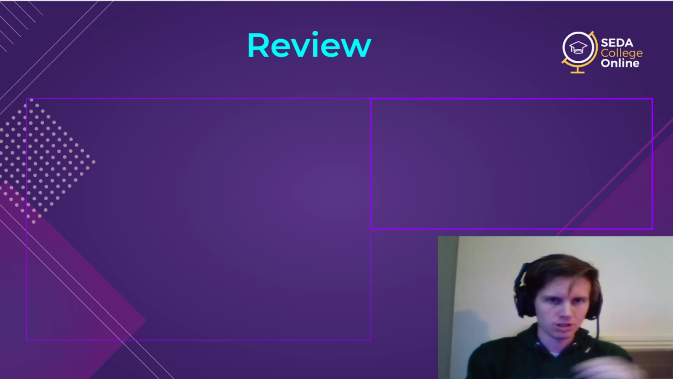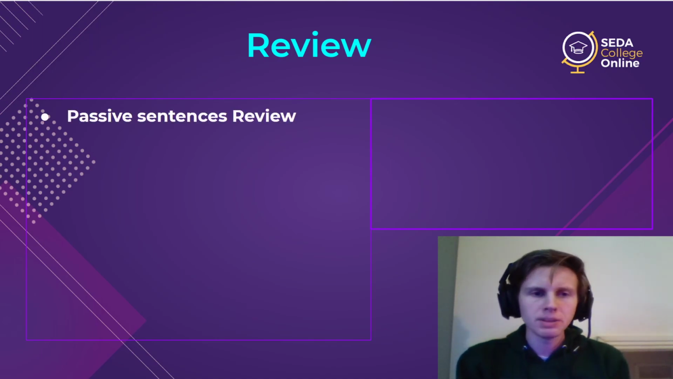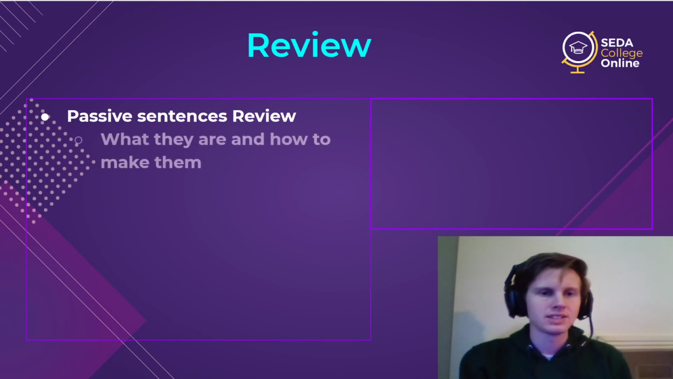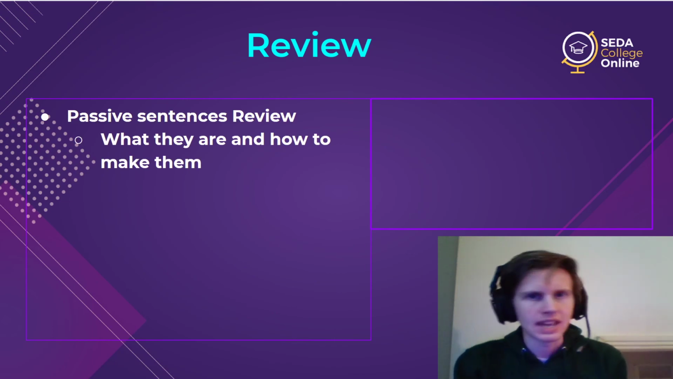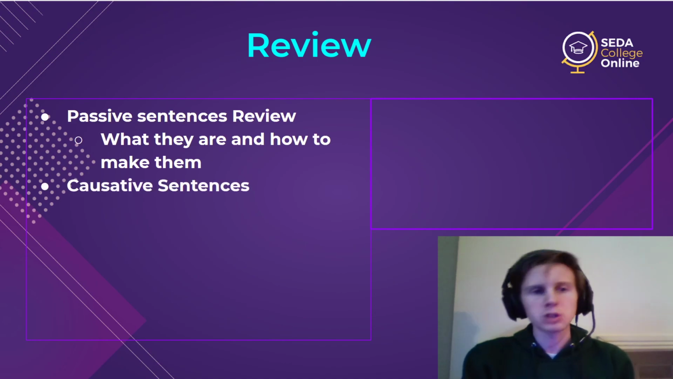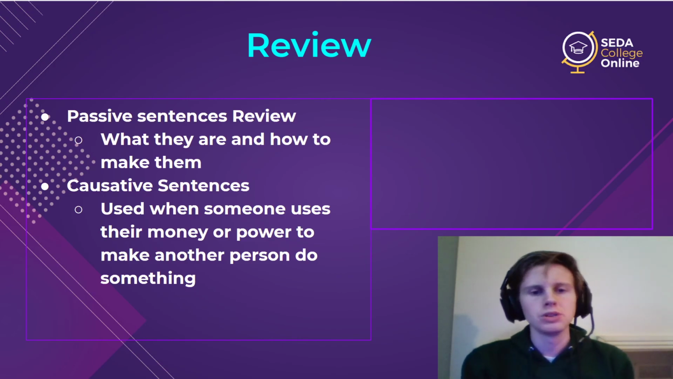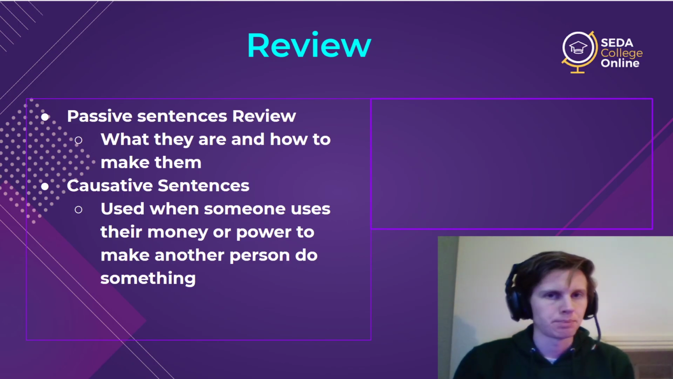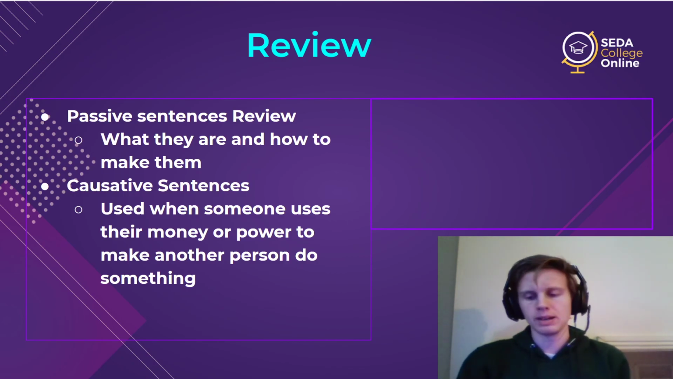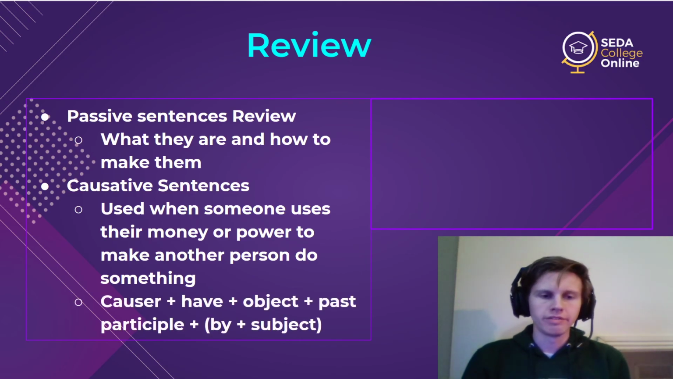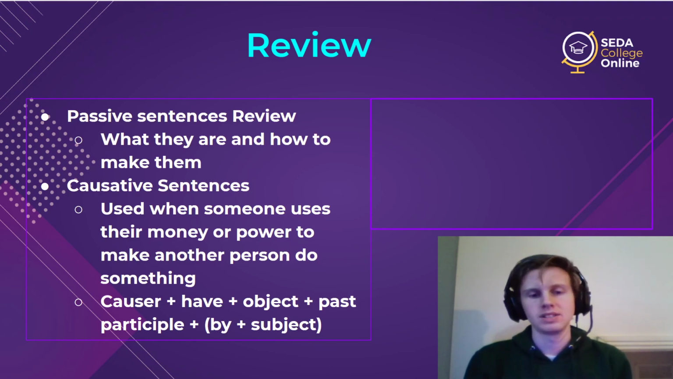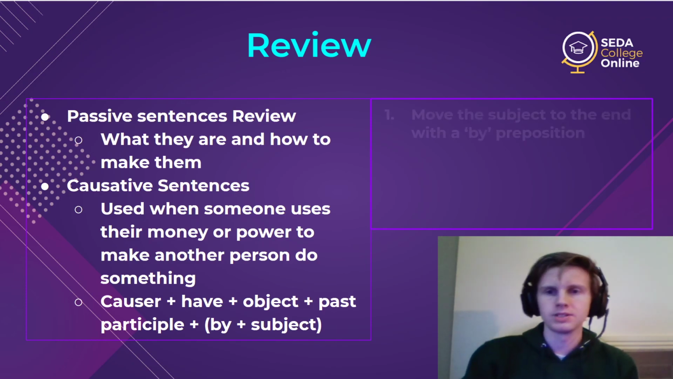So everything that we talked about in this lesson, we reviewed the passive a little bit, just the original passive, what they are and how to make them using I kicked the ball, the ball was kicked, that kind of passive. And then we talked about this special type of passive, the causative. And this is used when someone uses their money or power to make another person do something, or another thing to happen, either one. And that's what we talked about today. The important form here is the causer, have, your object, and then the past participle. And then you can say the subject if you want.